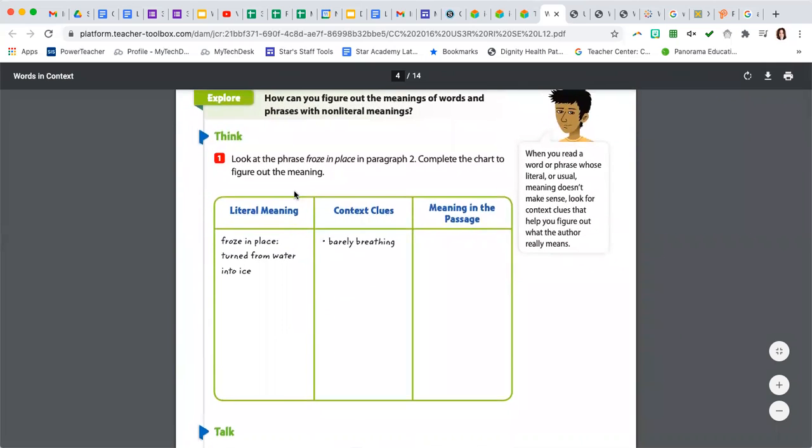So, here in this organizer, under the literal meaning for froze in place, that turned from water into ice. The context clue for that phrase froze in place is barely breathing. So, given the literal meaning and the context clue, what do you think the meaning in the passage, what do you think froze in place means in this passage?